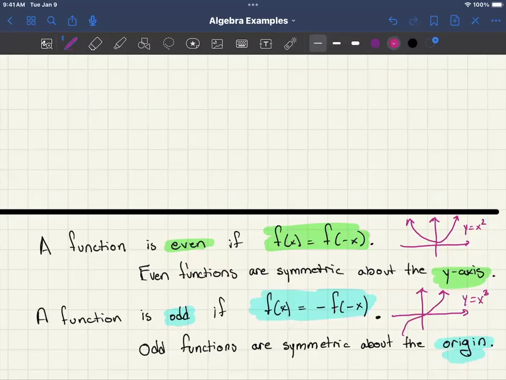All right. Not every function is even or odd. It's not just polynomials that are even or odd. We can have trig functions. Some trig functions are even, some are odd.